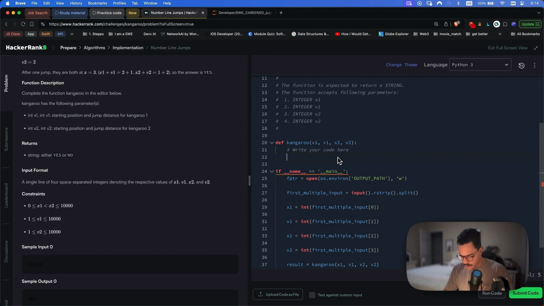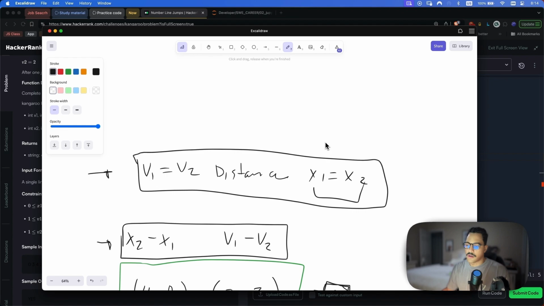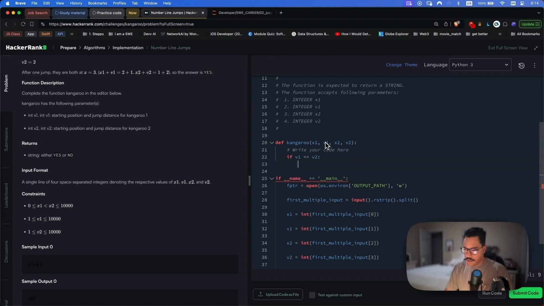But let's just go ahead and give it a try first here. We said we had an edge case where if the velocities are equal, the distance must be equal. So let's start with that. We're gonna say if the velocity of 1 is equal to the velocity of 2, then we're gonna go ahead and return no, unless... return no.